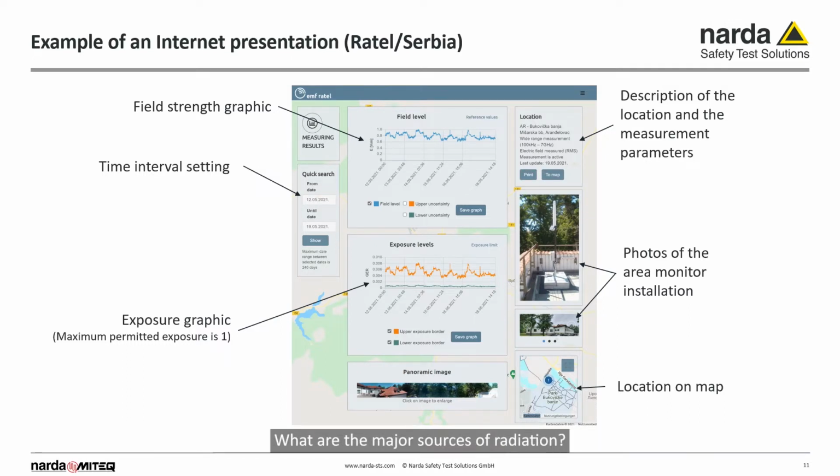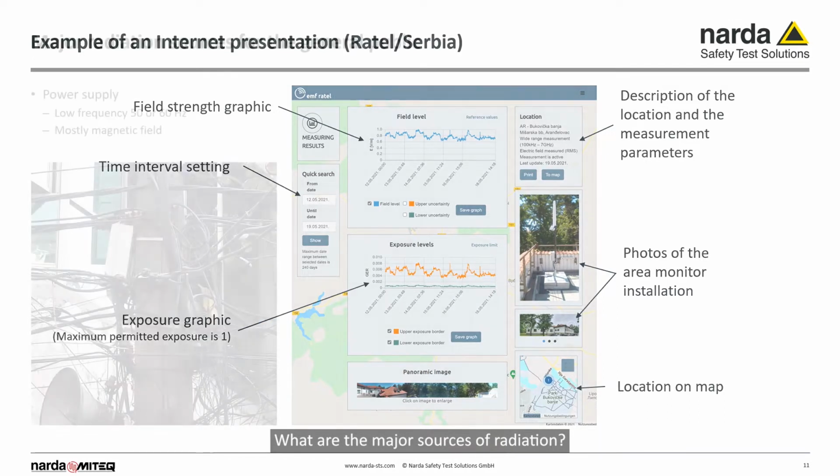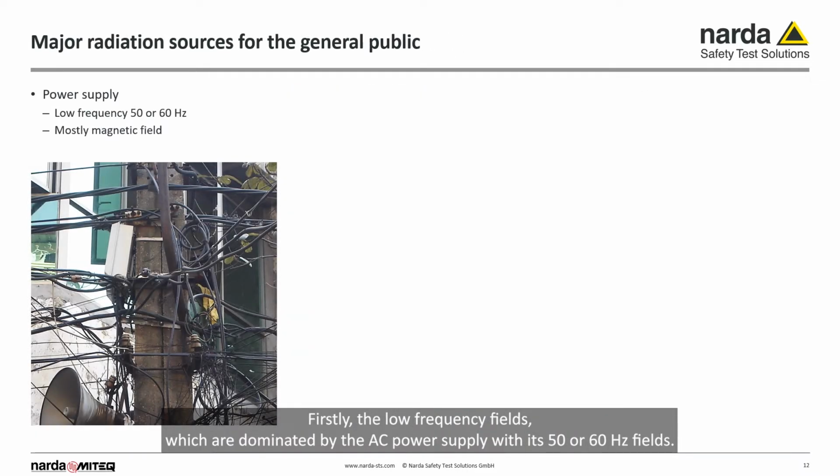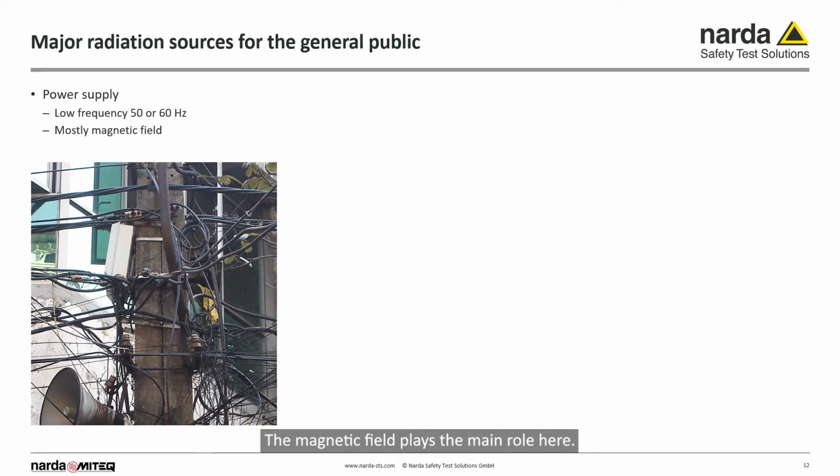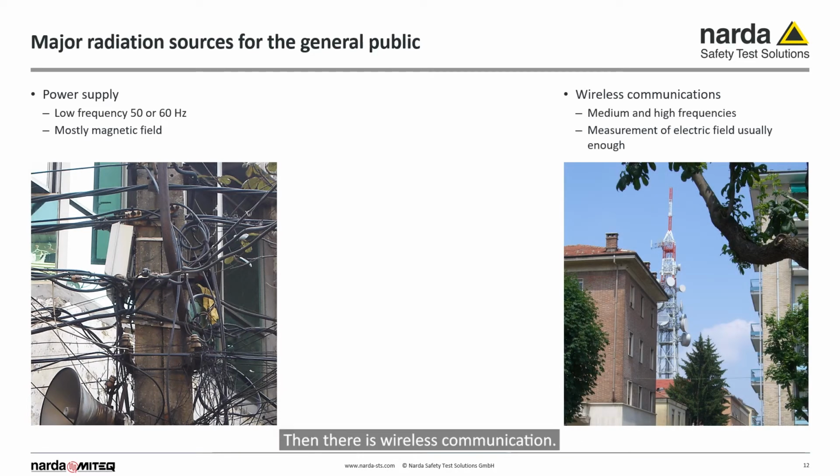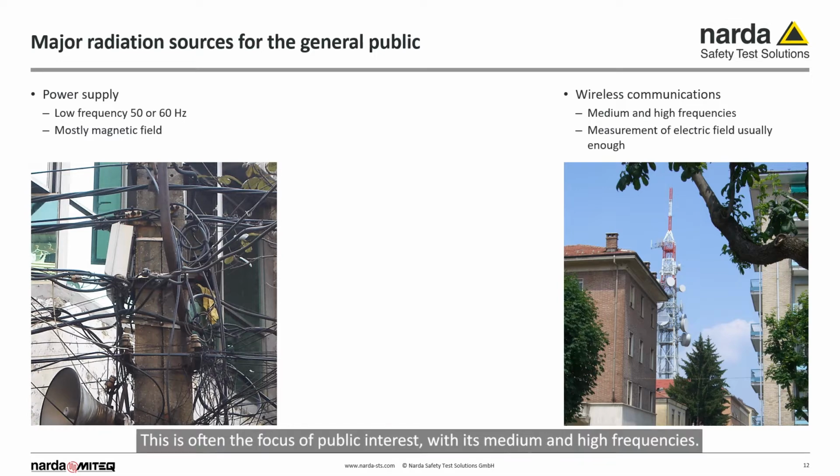So what are the major sources of radiation? Firstly, the low-frequency fields, which are dominated by the AC power supply with its 50 or 60 Hz fields. The magnetic field plays the main role here. Then there is wireless communication. This is often the focus of public interest with its medium and high frequencies. For these applications, it is usually enough to measure the electric field.